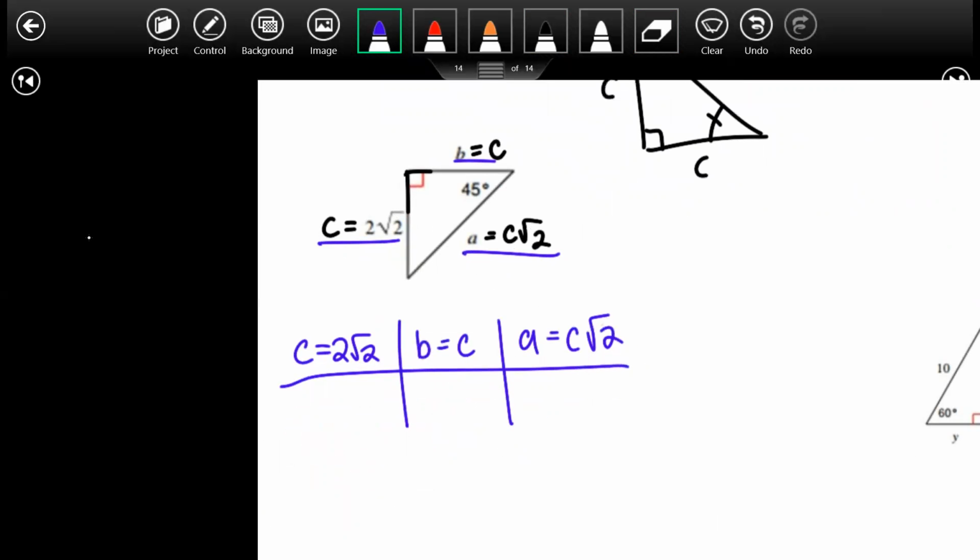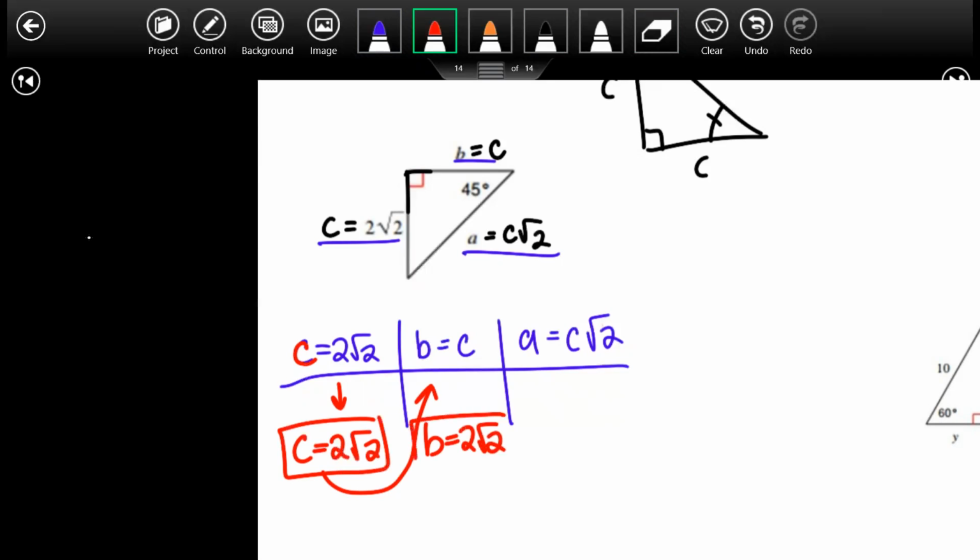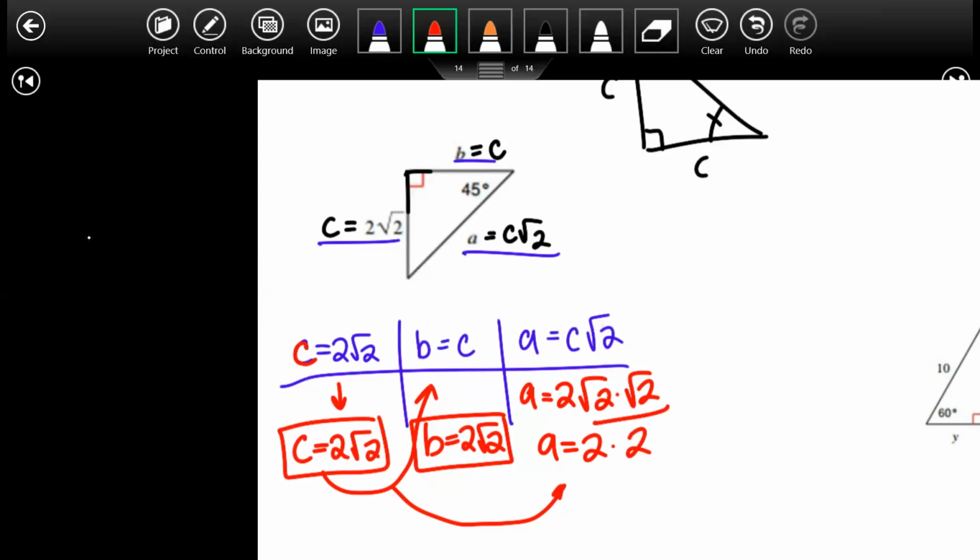Now, in this case, we have only one variable we need to identify. We just need C, so it's already done for us. C is equal to 2 radical 2. So we're going to take this equation, plug C in and simplify. It's going to give us B is equal to 2 radical 2. And our last one, we plug it in, we're going to get A is equal to 2 radical 2 times 2 radical 2. This A is going to be 2 times 2, which is 4.